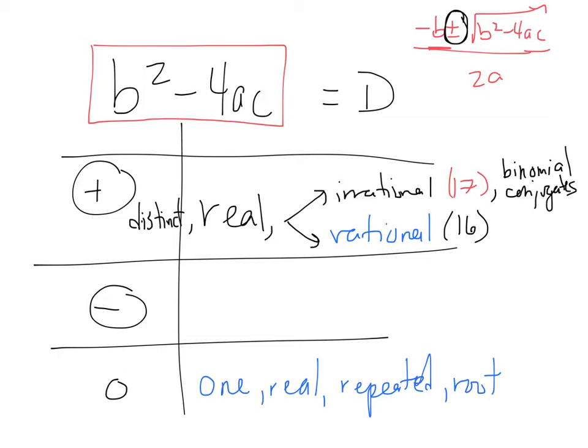Okay? And last but not least, negative. That's the answer automatically. If it's negative, you have what kind of roots? Imaginary. What do we call them? Complex conjugates. Good, Josh.